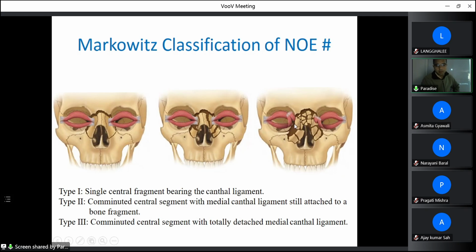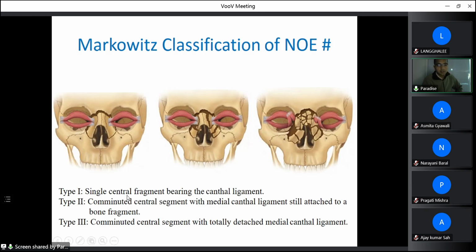In case of type 3, what happens? There is comminuted fracture. The medial canthal ligament is not attached to any bone, or even if it is attached to the small bone pieces, you can't reduce and fix that bone. So in that condition, you can't reduce and fix the bony fragment.